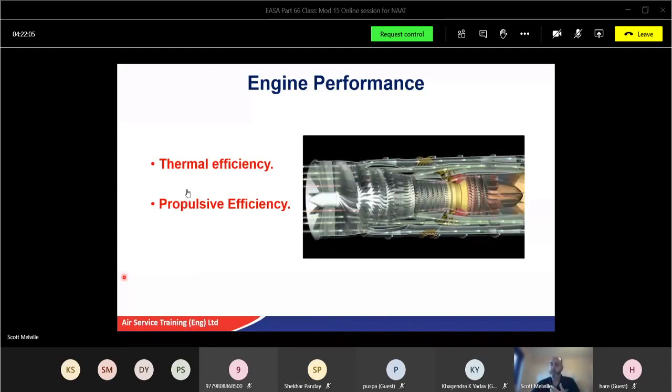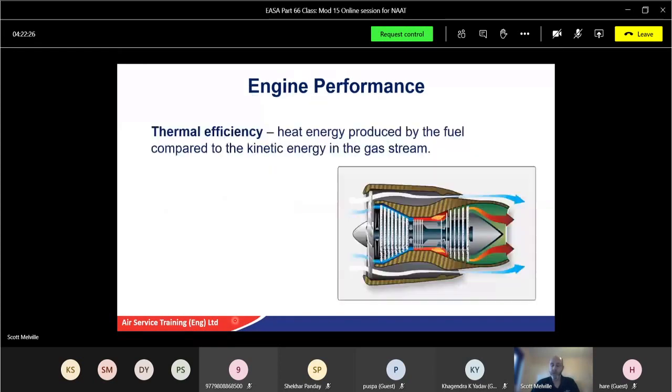So again, the build of the engine, the type of engine, and the materials used can all affect where we are. 100% would be great, but we never get 100% efficiency, unfortunately. So we'll look at a breakdown of what's called thermal efficiency, to do with heat, and propulsive efficiency, to do with thrust and that sort of thing. So thermal efficiency is the heat produced by the fuel compared to the kinetic energy in the gas stream.